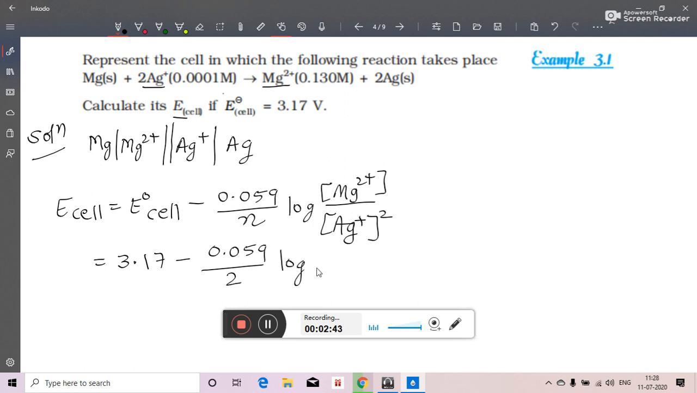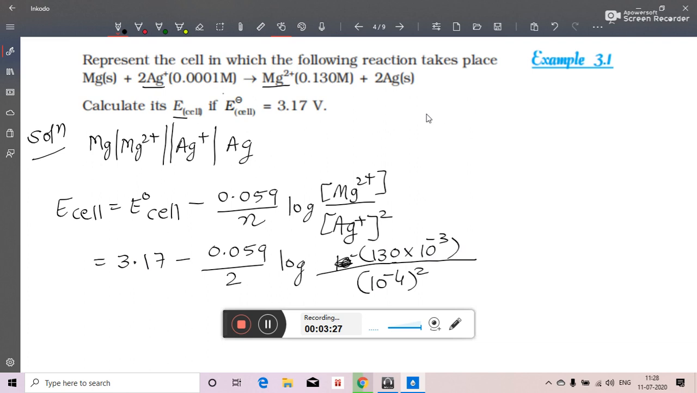Log of, now concentration of Mg2+ is on the right hand side, which is 0.130. That can be written as 130 into 10 raised to minus 3, raised to 1. And concentration of Ag+ is 0.0001, so that can be written as 10 raised to minus 4, so 10 raised to minus 4 raised to 2.